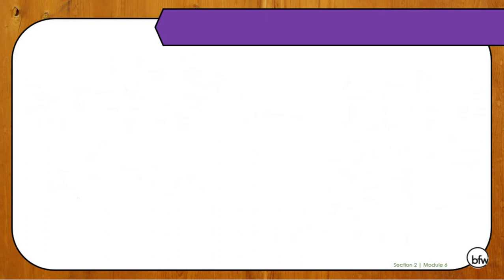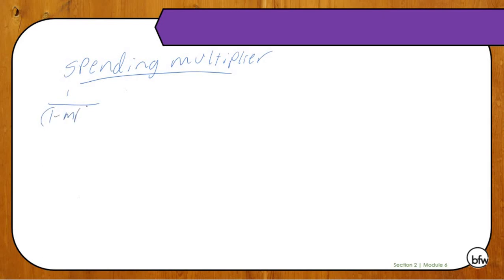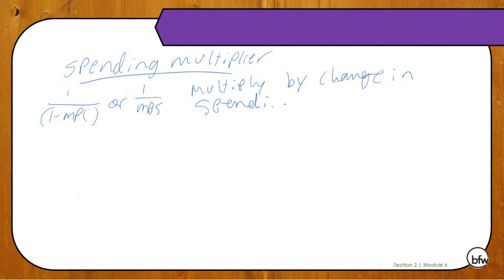Alright, and lastly, for this review session, we're going to talk about the spending and the tax transfer multiplier. So first with the spending multiplier. Remember that formula is 1 over 1 minus MPC, or 1 over MPS. All right, and we take that number and we multiply by the change in spending.